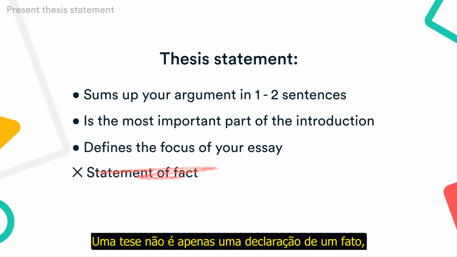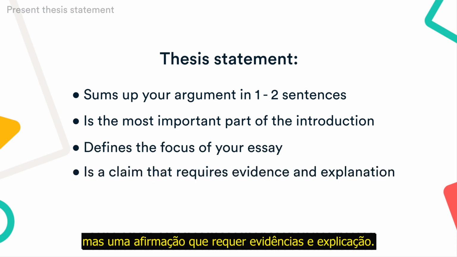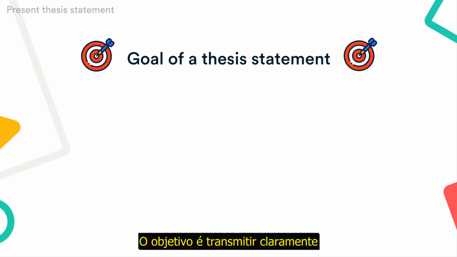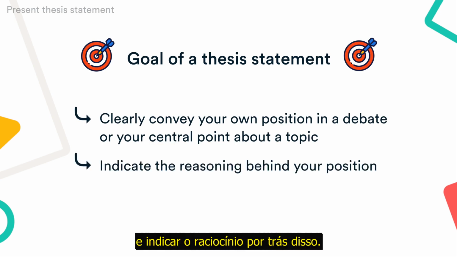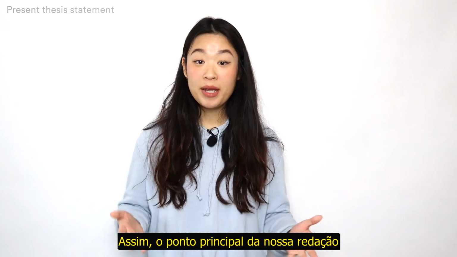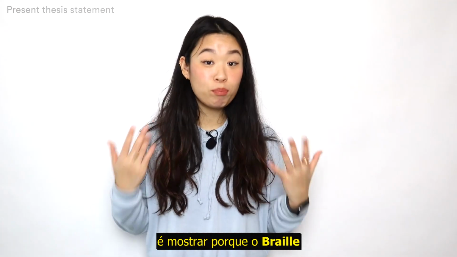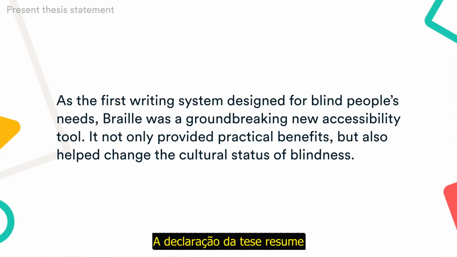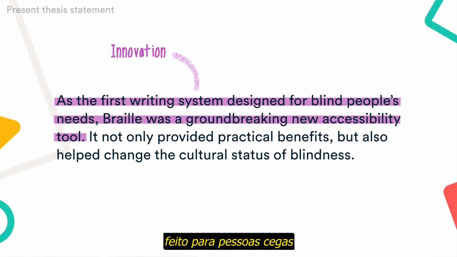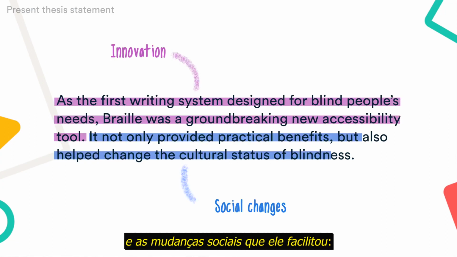A thesis isn't just a statement of fact, but a claim that requires evidence and explanation. The goal is to clearly convey your own position in a debate or your central point about a topic, and to indicate the reasoning behind it. So the main point of our essay is to show why Braille was such an important invention. The thesis statement sums up the 2 stages of our argument: the innovation of a writing system made for blind people and the social changes it facilitated.